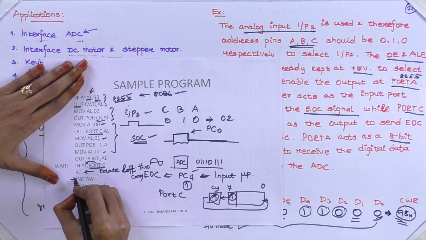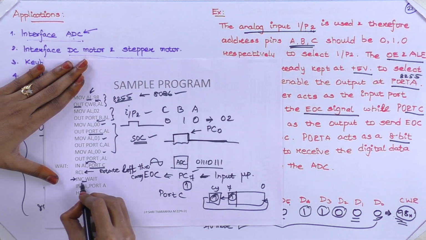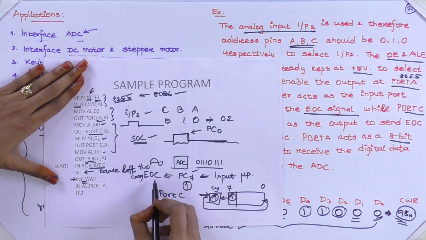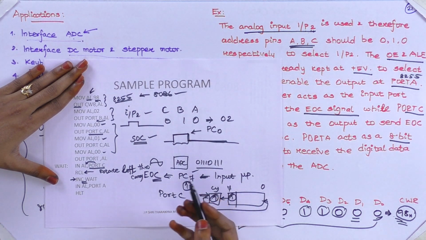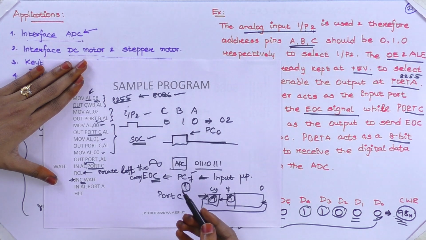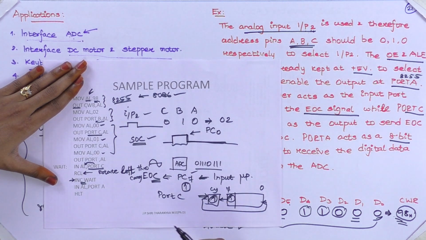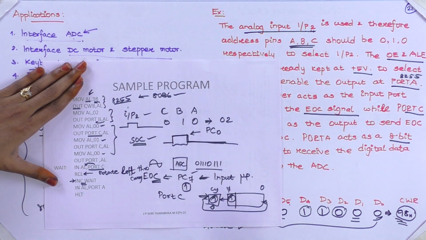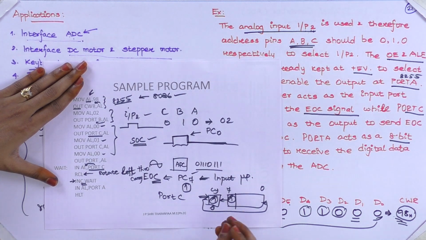At that time, the next step is jump on no carry. It will check whether carry is 1 or not. If the carry is 1, it means that end of conversion is issued. Once the end of conversion is issued, we can read the data from the output latch, or through port A, because the output value is connected with port A, remember? Or else, if the carry is 0, it means the end of conversion is not received yet, so the conversion is still happening.